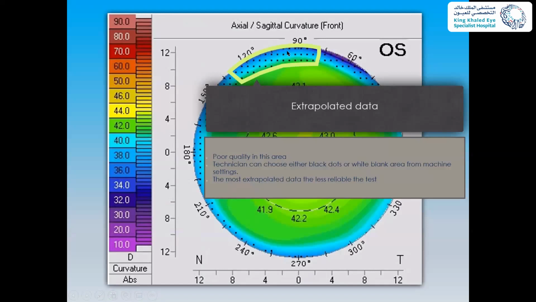As I said, these dots mean that there is extrapolated data, which means there was no data available, and the computer just assumed this data. Usually it happens if there are peripheral opacities, dryness, arcus senilis, or too much reflection from a pterygium or something like a pinguecula, and the computer just cannot take a good image, so it computes the data there.